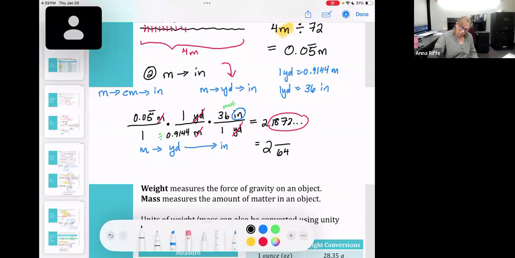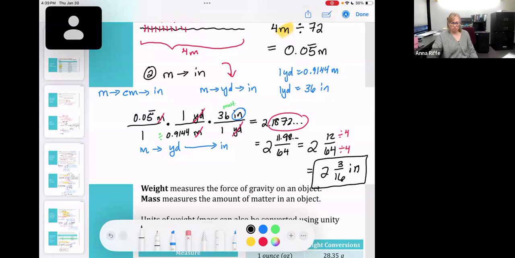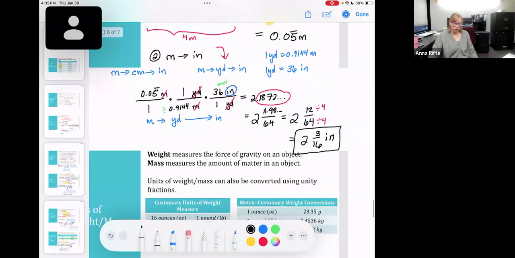So it's got 11.98 something. That I don't want to leave as a decimal. I'll round it to the nearest whole number. So that's 2 and 12/64. I can reduce that now. Divide the top and the bottom by 4. And I get 2 and 3/16. And I need to make sure that I put my units in there, because this lesson is all about units, so I can't forget those.